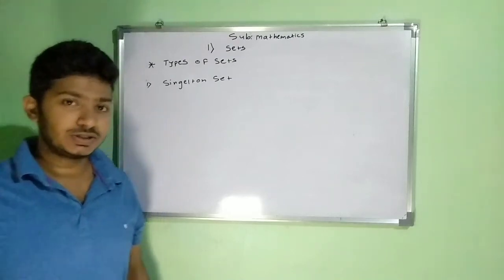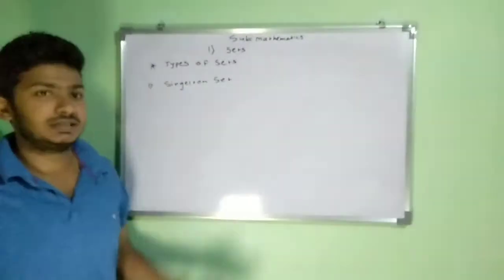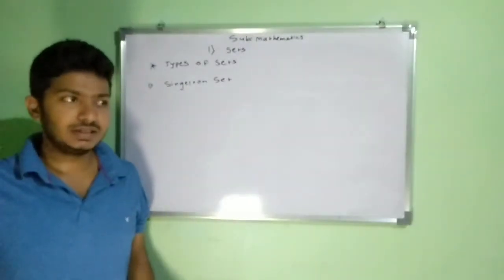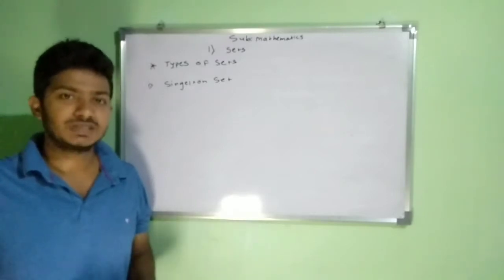So hello students, our today's topic is types of set. In that, first we will see singleton set. So the definition of singleton set will be: a set consisting of only a single element is called a singleton set.